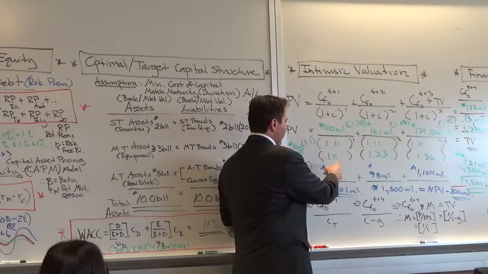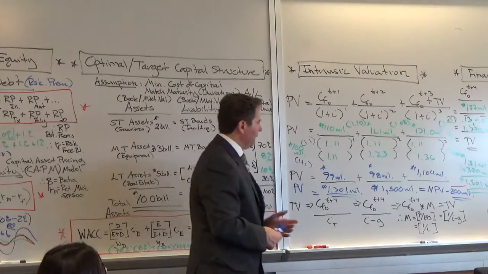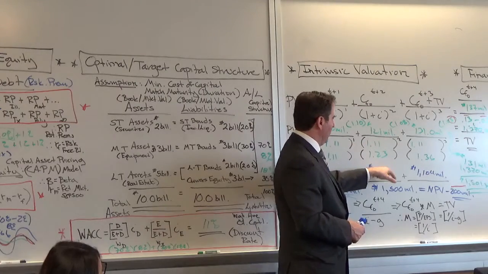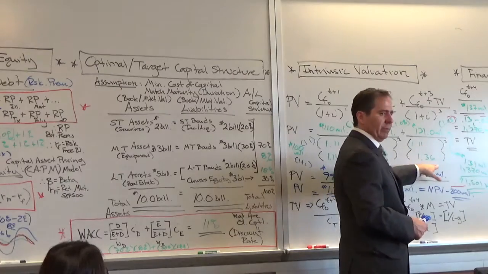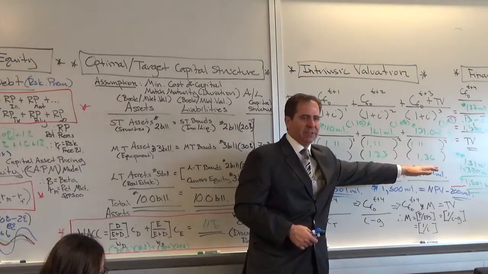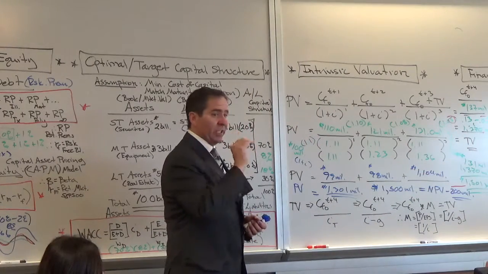So in year 1, it's 1.11 to the 1, which is 1.11. In year 2, it's 1.11 squared, so I get 1.23. In year 3, I got 1.11 cubed, or to the third power, I get 1.36. So now I got the cash flows, and now I got the discount factors. I need one more thing. I need the terminal value. And it's a 3-year holding period.